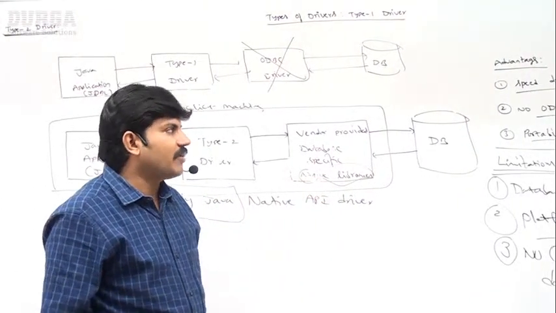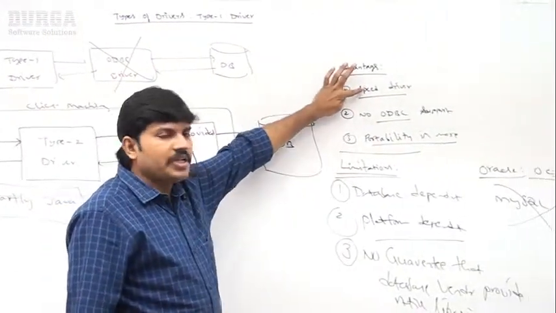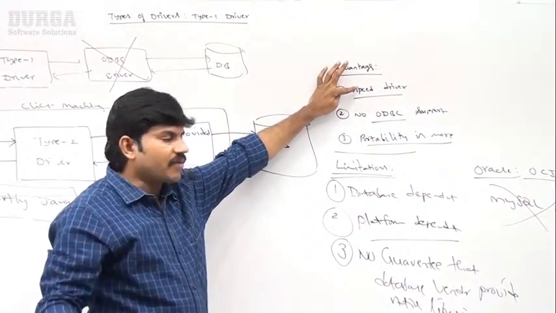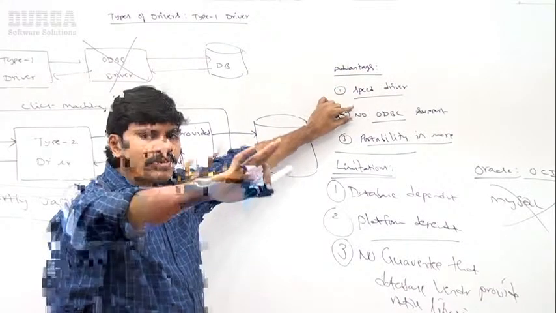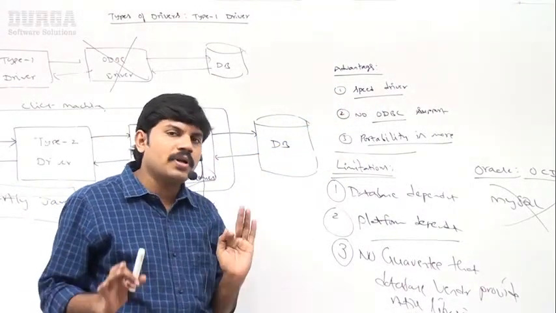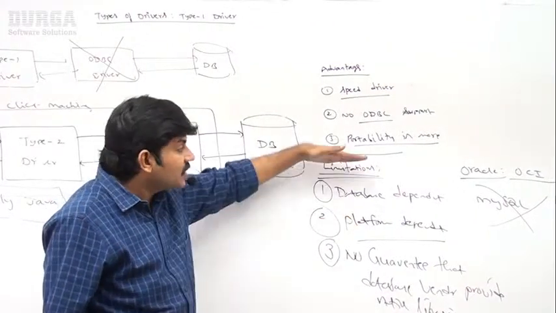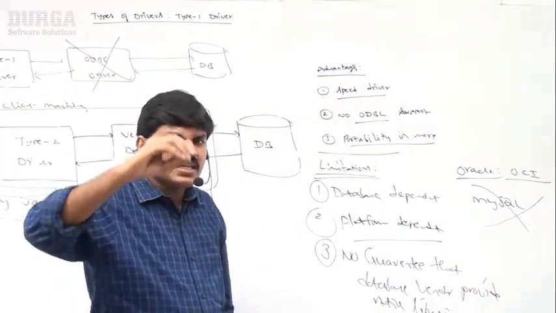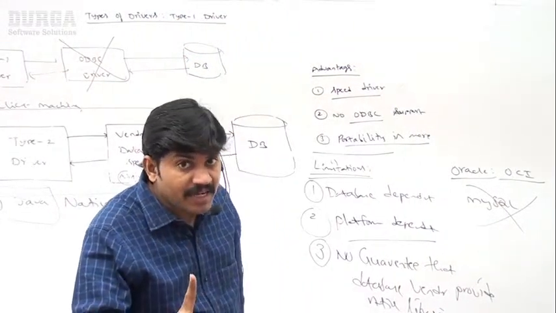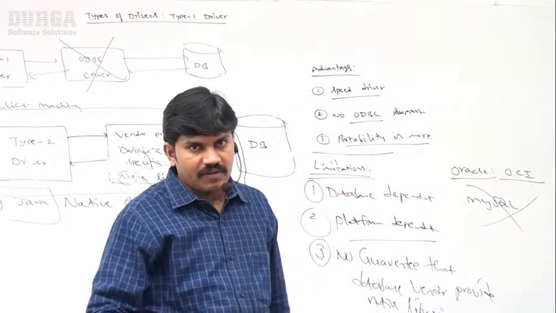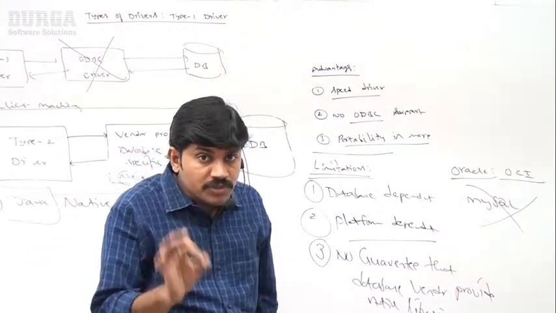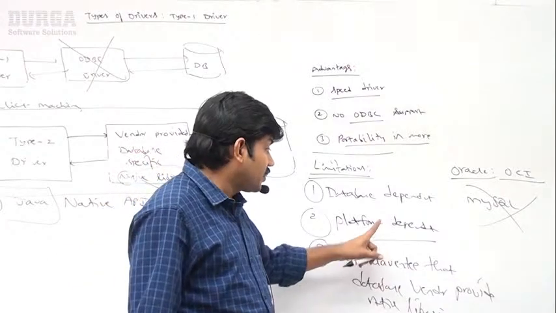Next, what are the various advantages? Speed is relatively more when compared with the type 1 driver because only one level of conversion is required. After that, ODBC drivers are no longer required. Portability is relatively more compared with the type 1 driver. Next, limitations. The biggest, worst limitation of this driver is that it is a database-dependent and platform-dependent driver. If you change a database, you require to change the driver software. If you change a platform, you require to change the driver software, right?